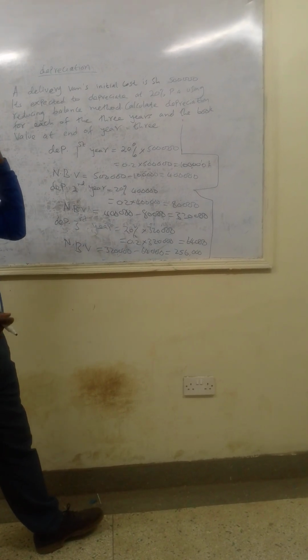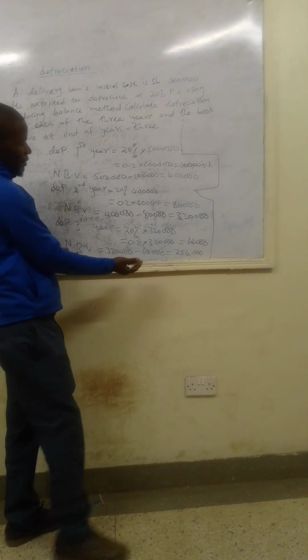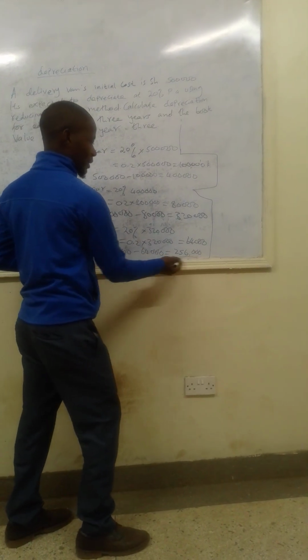So I think we have covered everything. So the book value at the end of year 3 will be that one, 256,000.